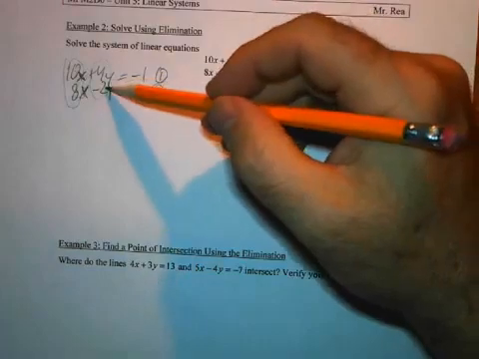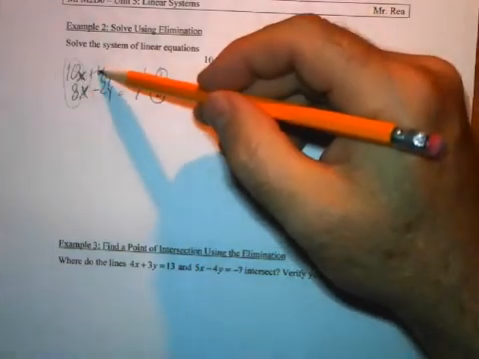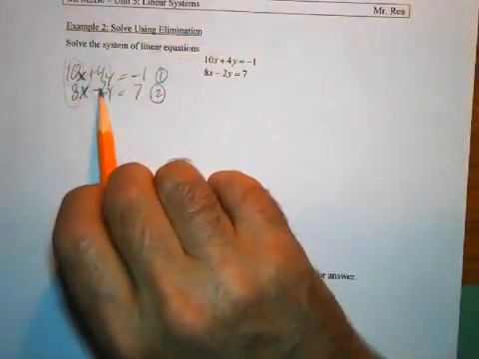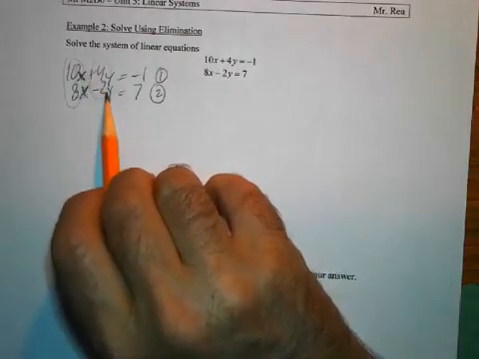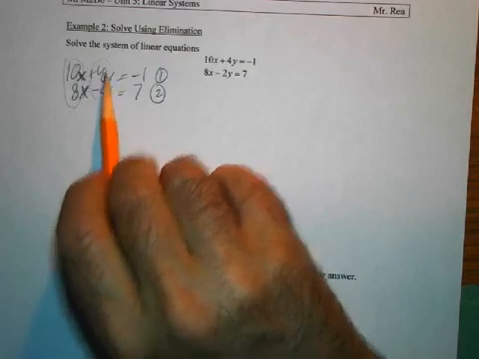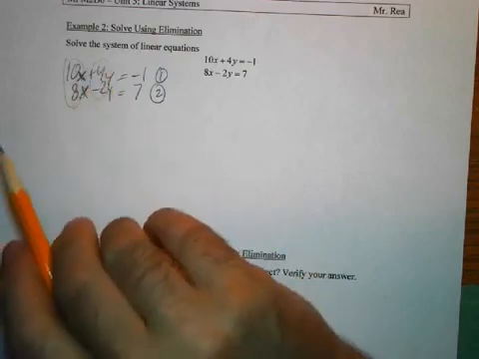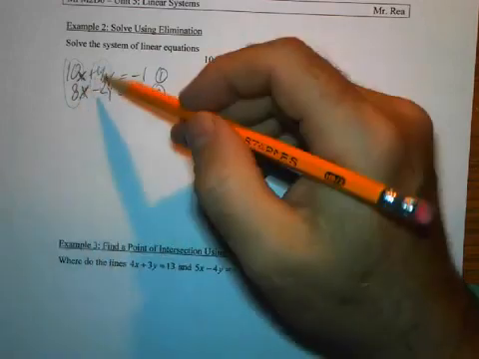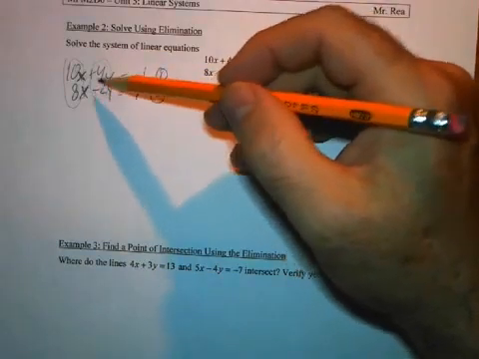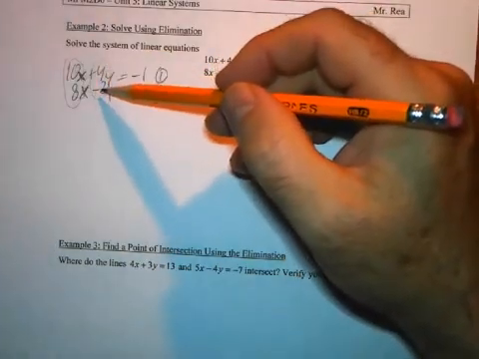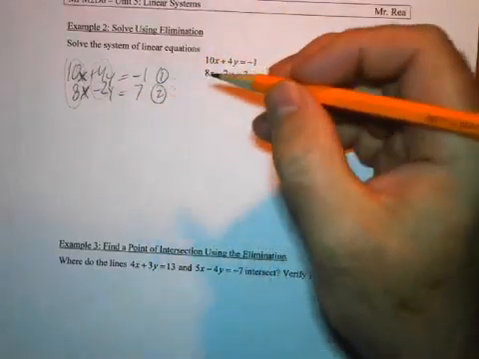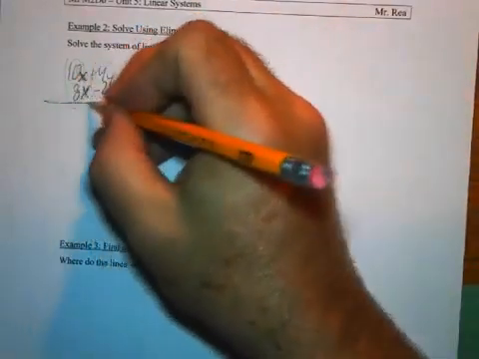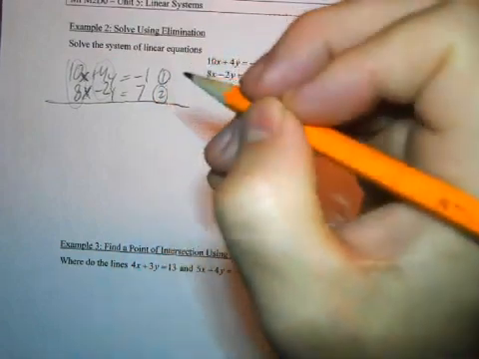But if I look at this, I've got a 2 or -2 and a 4. If I multiply this by a 2, that would turn it into a -4, and then I could add these two together and get rid of the y's. Okay? So you're looking at, is one of the coefficients a multiple of the other one? And if that's the case, this is the medium level difficulty. So let's do that.